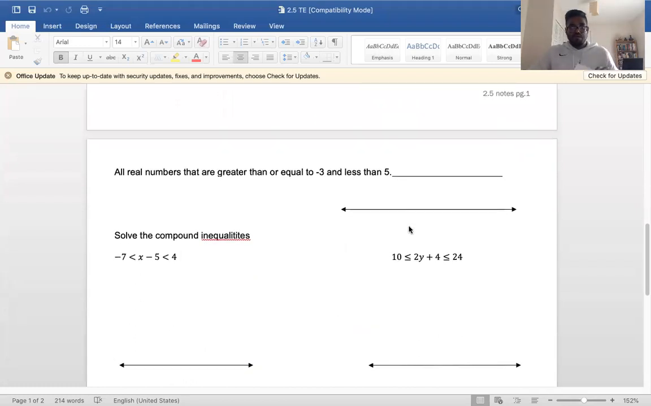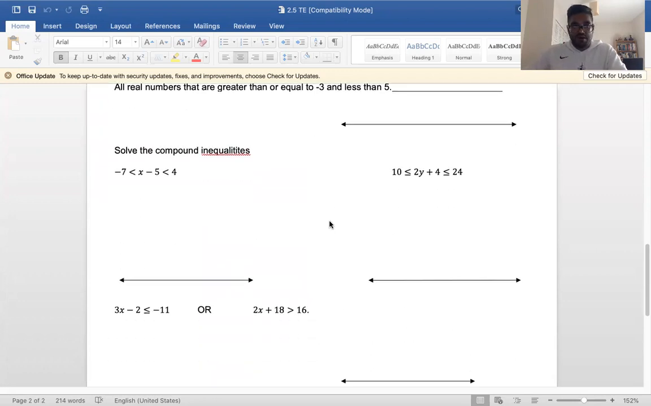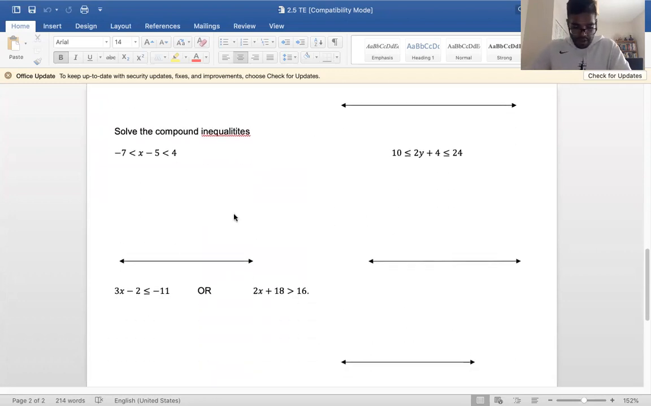I'm going to skip this top one here because it's good practice for you guys. It's a good way of just practicing the words. But we'll solve some compound inequalities. It'll be the bulk of the video here.